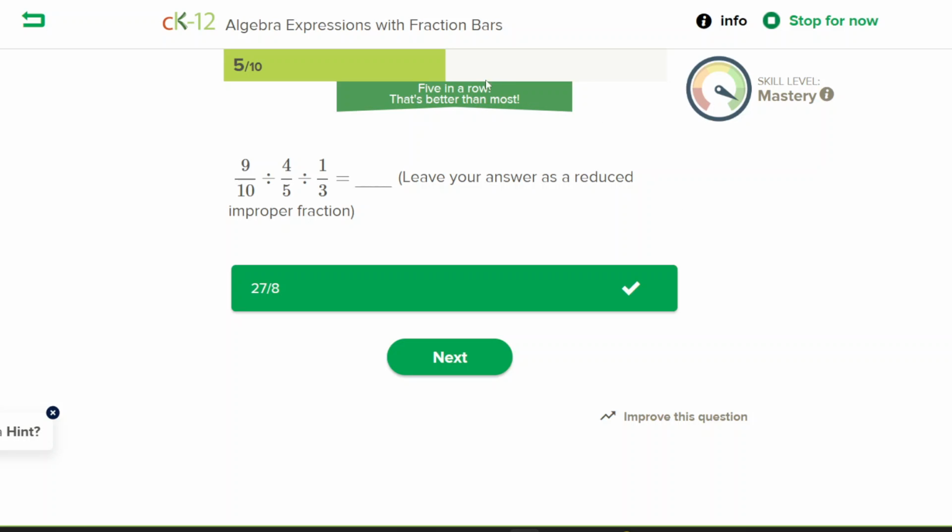As I said earlier, you can continue, go to ck12.org. And I'm in specifically their Algebra 1 text and their Algebra 1 practice. Go to the practice on algebra expressions with fraction bars, and you can continue this. And even when you're done with the 10, you can practice even further than that, to your heart's content.